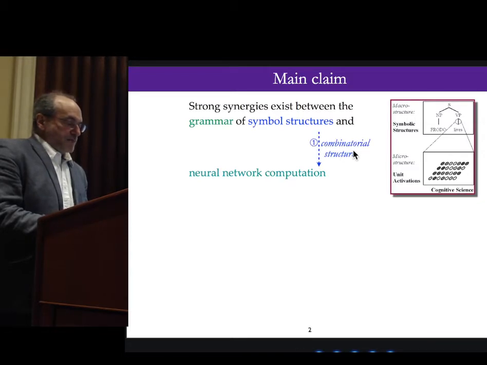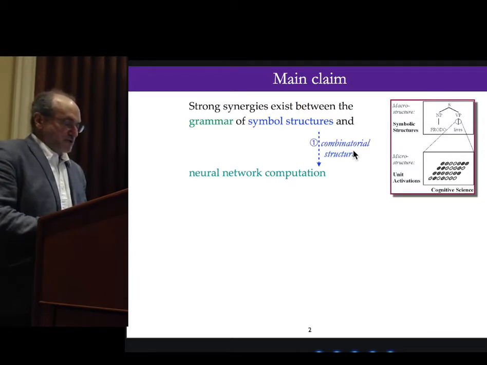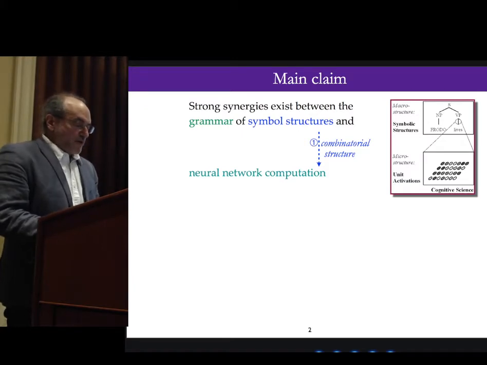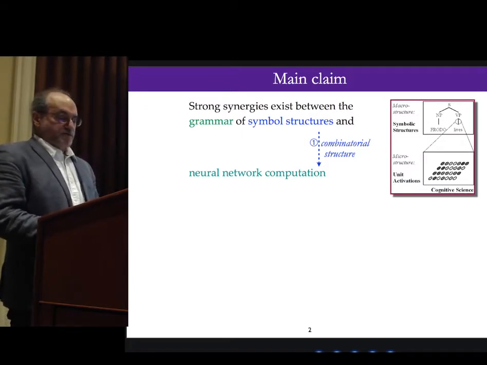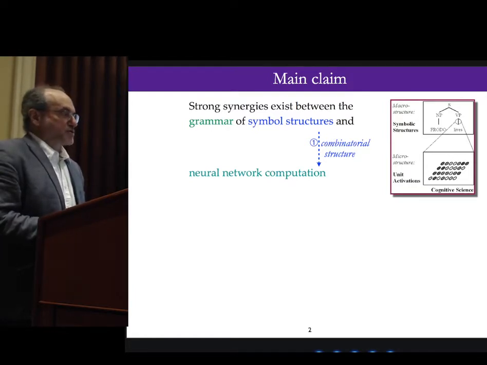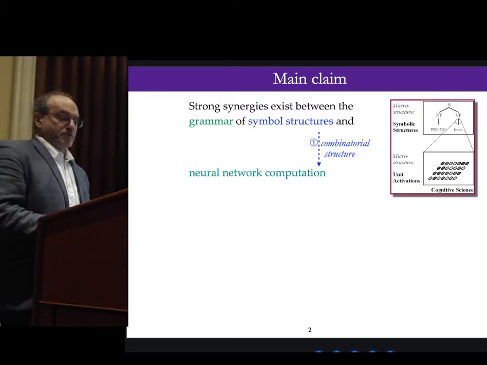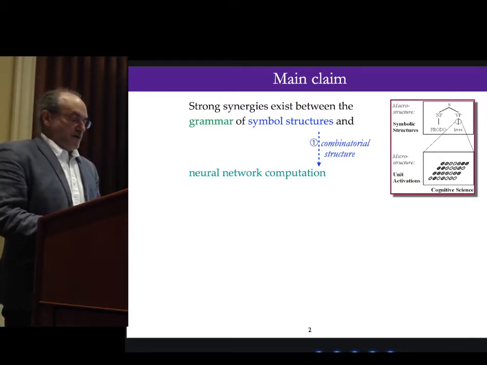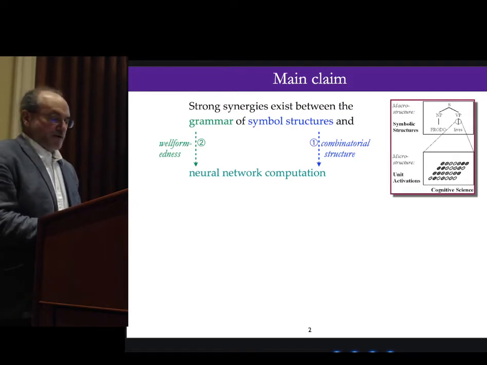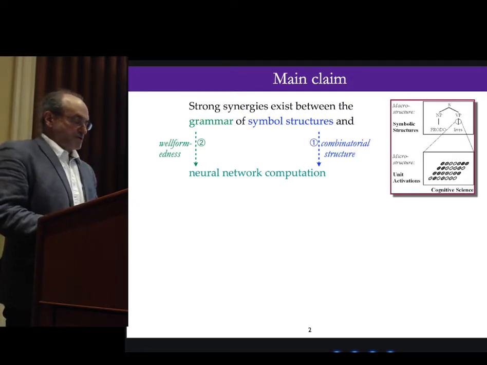The main claim I want to make is going to be broken into sub-claims. 4 specific claims, well, relatively specific. In part 1 of the talk, I'll argue that the combinatorial structure of symbolic representations can be implemented or realized in combinatorially structured neural representations, that is, patterns of activation over networks of simple numerical processing units, which are mathematical abstractions of neurons. In part 2, I will argue that the notion of wellformedness that's central to symbolic theories of grammar has a counterpart within neural networks.